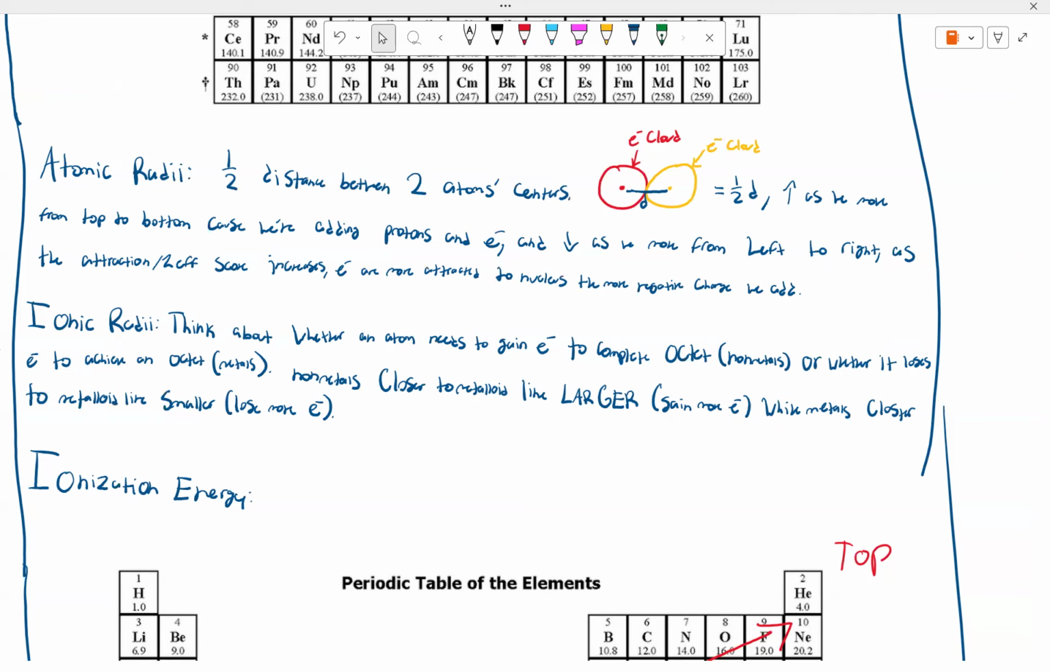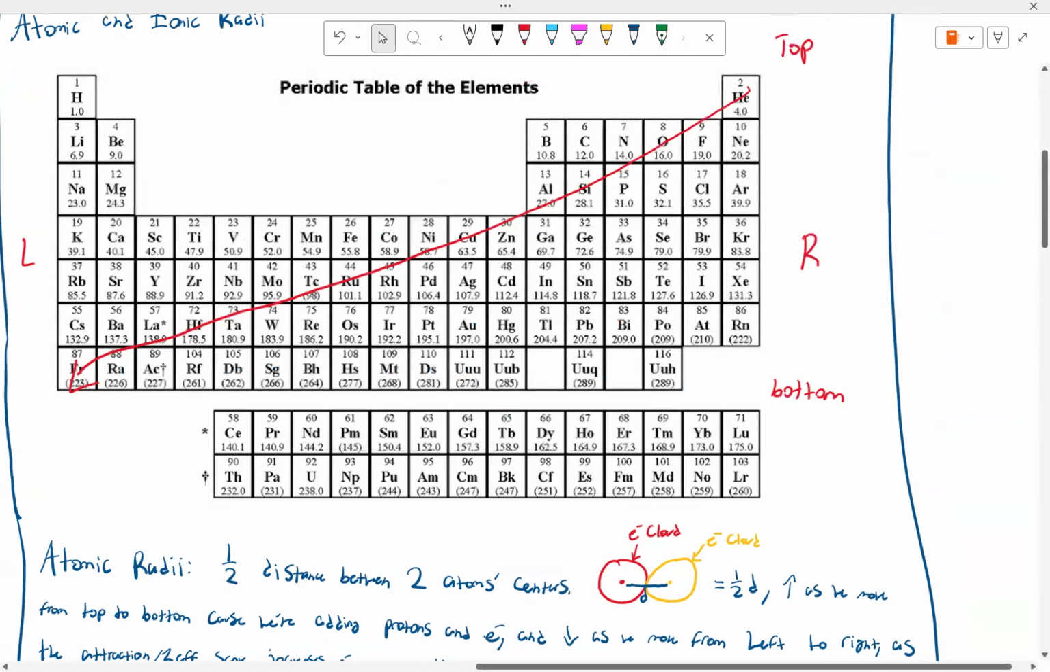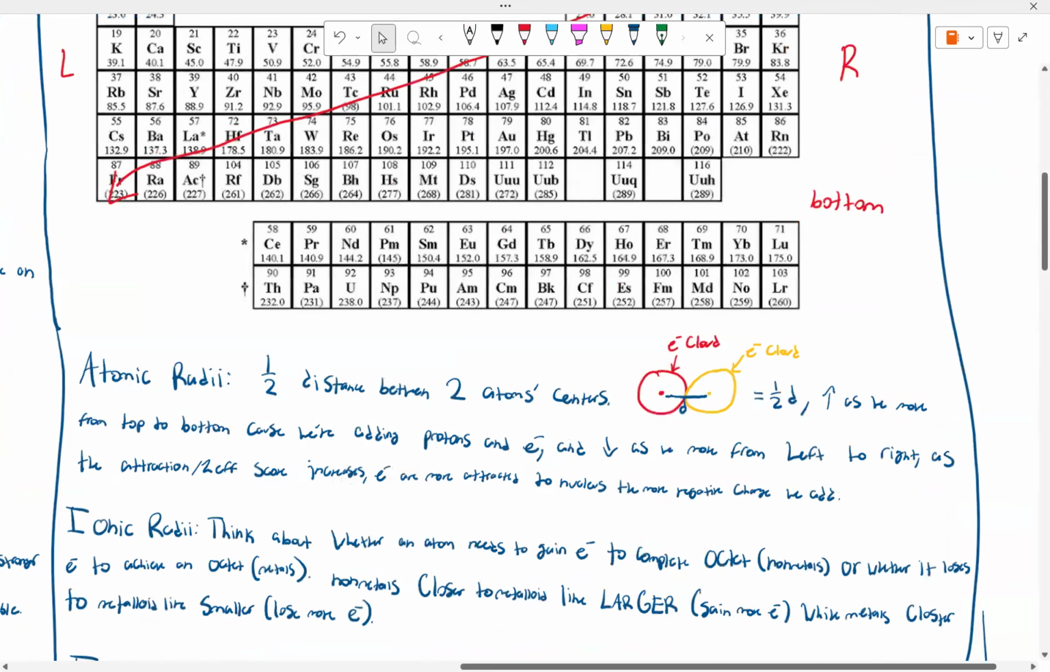So it would have a larger ionic radius than fluorine, whereas metals closer to the metalloid line are smaller because they lose more electrons. So aluminum would have a smaller ionic radius than magnesium, for example.